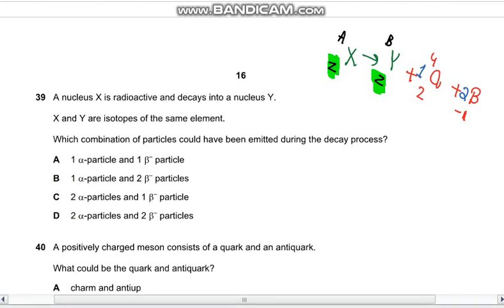Question number 39 says that a nucleus X is radioactive and decays into a nucleus Y. X and Y are isotopes of the same element, so they have the same proton number. So if this is X, A, Z, then that's Y, B, Z. So the proton number must remain the same. It asks which combination of particles could have been emitted during the decay process. Let's check. One alpha particle, one beta particle. If one alpha particle is emitted, it would decrease the proton number by 2, so we need 2 beta particles. So one beta particle is wrong; one alpha particle, 2 beta particles seems to be the correct answer.